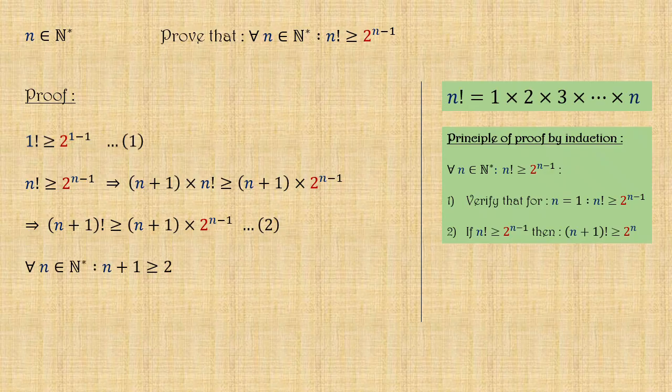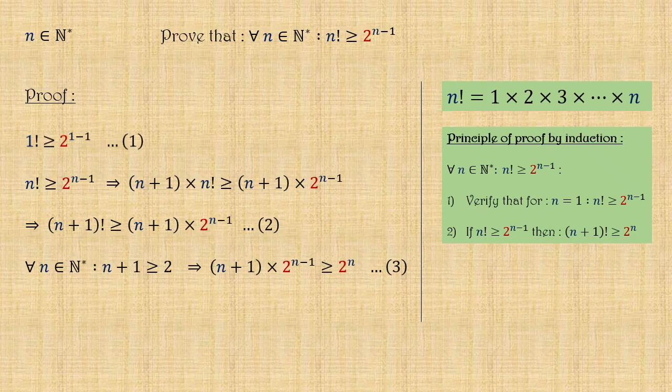Besides that, we know that whatever the value of the natural number n, which is different from 0, n plus 1 is greater than 2. So by multiplying both sides of this inequality by 2 to the power of n minus 1, we find that n plus 1, all multiplied by 2 to the power of n minus 1, is greater than 2 to the power of n minus 1 times 2, which equals 2 to the power of n. We'll note this result as assertion number 3.